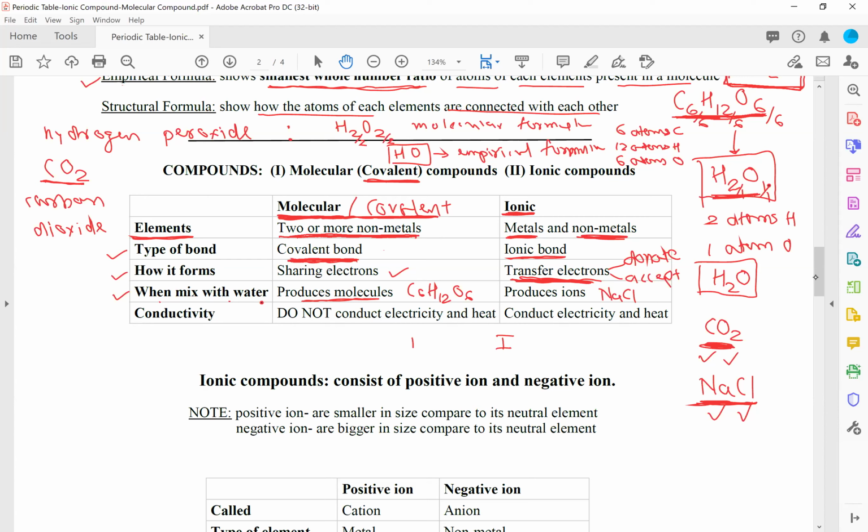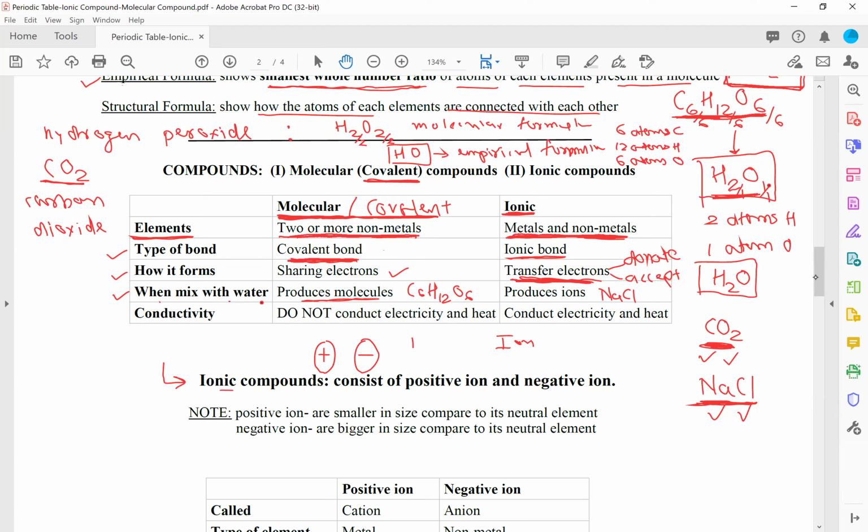Ionic compound, let me write this here. I already have that detail here. What kind of elements are they composed of? It is composed of metal and non-metal. We can make the ionic compound by having a positive charge ion and a negative charge ion. Ion means something that is carrying a charge. There are two different types of charge they can carry: positive charge and negative charge.